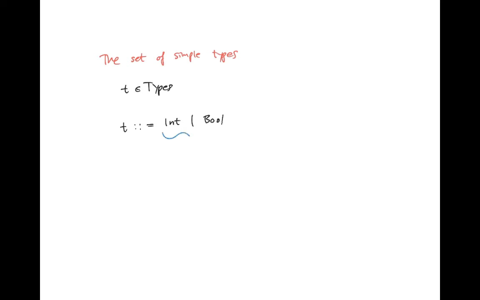So these are what we call base types. Or it can be a function type, T1 arrow T2, or it can be a product type, T1 times T2. This is what you would call (T1, T2) in Haskell, but usually when we speak of typed lambda calculus, it's customary to use the Cartesian product symbol. So I'll stick to that here as well.